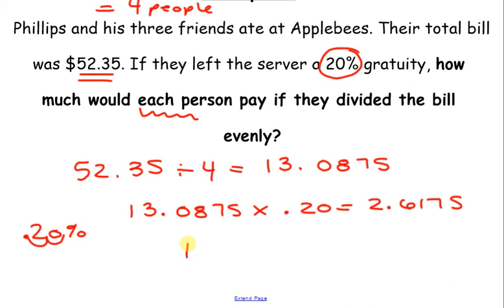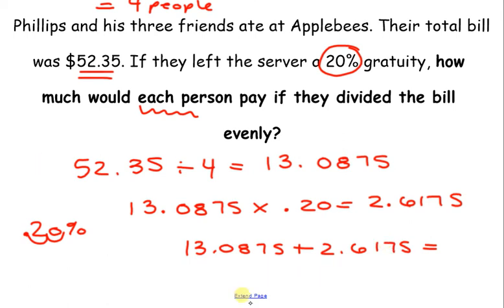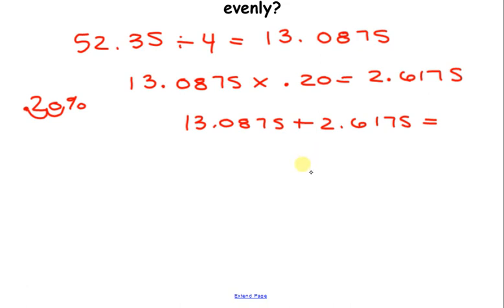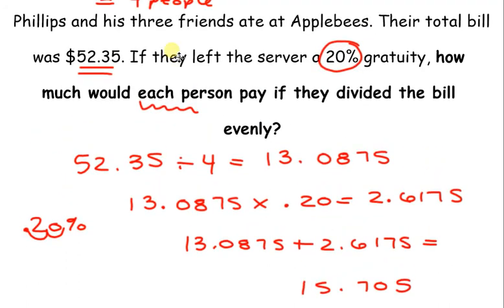So the bill was 13.0875 plus 2.6175. Add those guys up. And you're going to get a total of 15.705. Now that is our total because we split the bill and we included the gratuity.